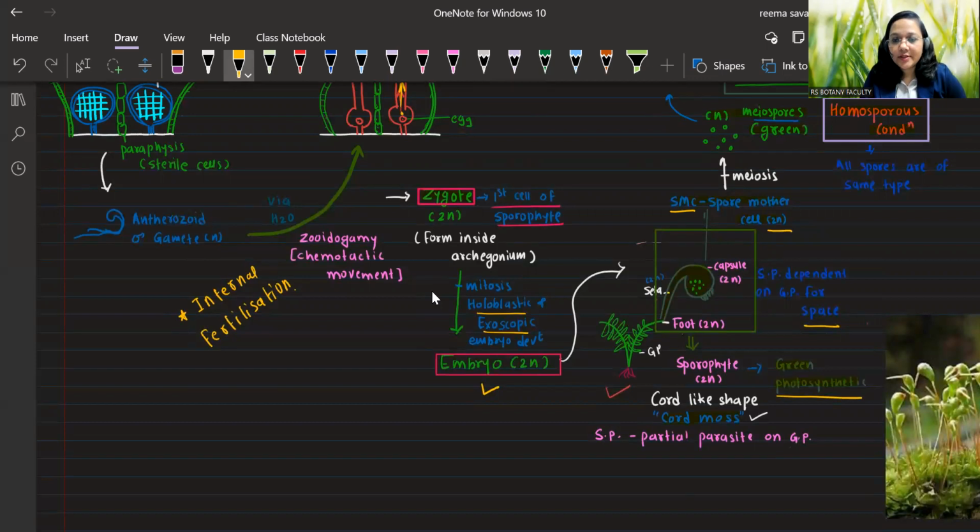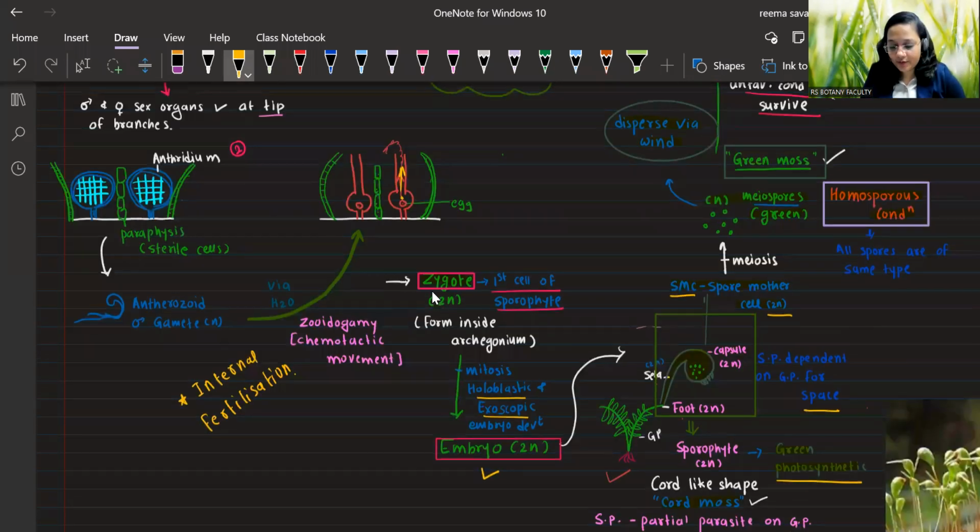By meiosis, the spore mother cells will release meiospores, that are spores, and those spores will be haploid because they are formed by which process? By meiosis. These meiospores are green in color, so this is known as green moss. Now, all spores are of a similar type, right? So it is a homosporous condition. What do you mean by homosporous condition? All spores that are formed are of a similar type. So all bryophytes are homosporous.